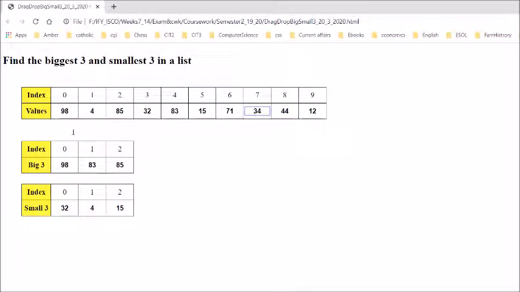34, we can see we don't need to do anything there, and we don't need to do anything there. 44, no. No. 12. Well, we don't need to do anything with the 3 big numbers, but if you look at the 3 smallest numbers, then the biggest of the 3 smallest numbers is 32, 12 is smaller than 32, and we've finished. How about that?